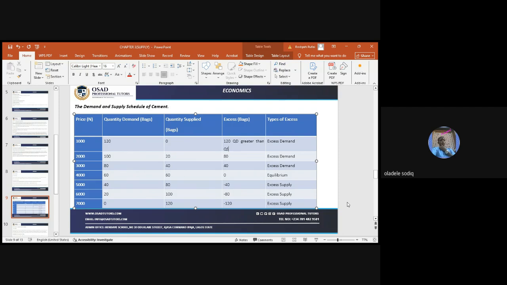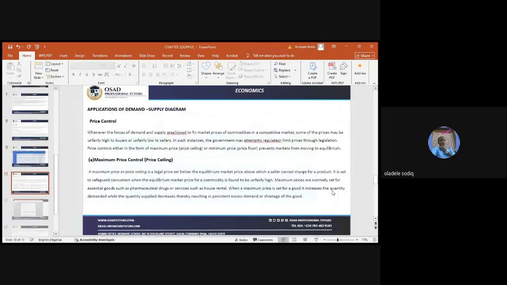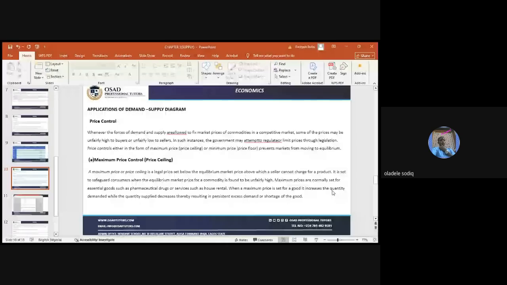All right. So let's move on to the next slide. I think we have 3 slides to go. Now let's move on to the application of the demand and supply diagram. Now we want to combine the two together. Applications of the demand and supply diagram. Now, what are we talking about here? We are talking about price control.